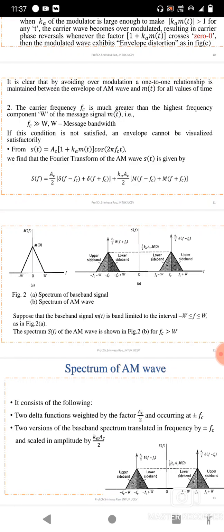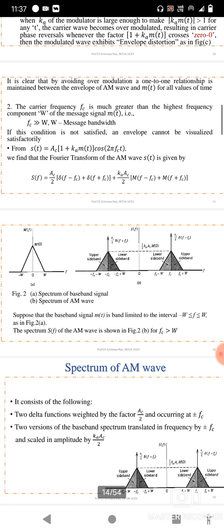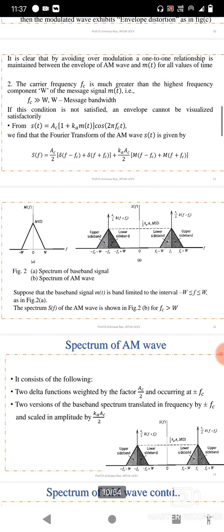So figure A represents the frequency spectrum of the baseband signal, that is M of f, and figure B represents the frequency spectrum of the amplitude modulated wave. So that is the frequency spectrum of the standard amplitude modulated wave. Suppose that the baseband signal m of t is band limited to the interval minus omega to omega. So in between, that is the frequency representation of the message signal.